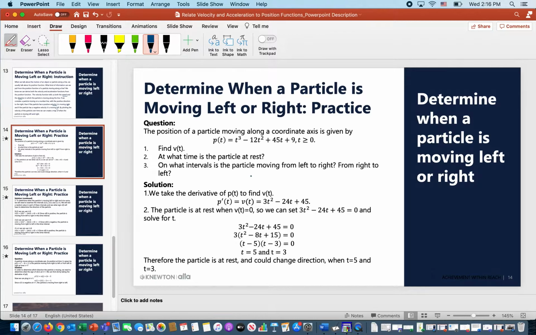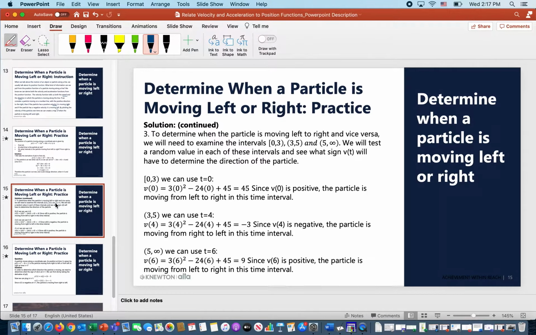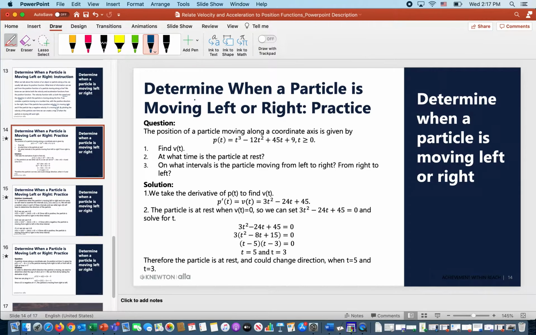In this problem, the position of a particle moving along a coordinate axis is given by this equation. I want to know what is v of t, at what time is the particle at rest, and on what interval is the particle moving from left to right, and what about from right to left? So this may involve a little bit of discussion, and there's a whole lot of discussion about this problem on the next page. So let's just go through this.